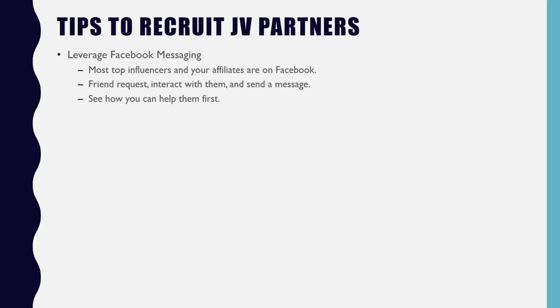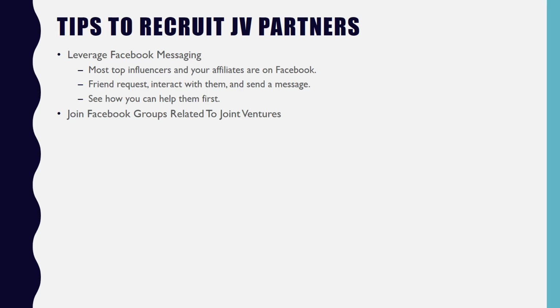The most important thing when talking to any affiliates, and this is a very good principle to live by too, is to see how you can help them first. See what kind of value you can offer them before you ask for something in return. That's really key. It's the law of reciprocity. They're going to want to reciprocate if you do something for them first.